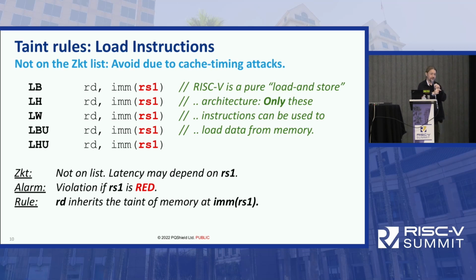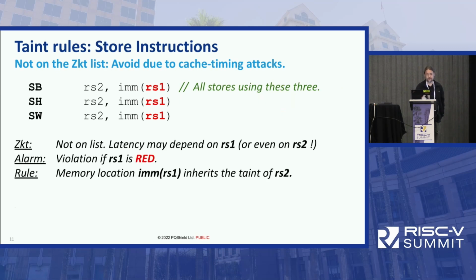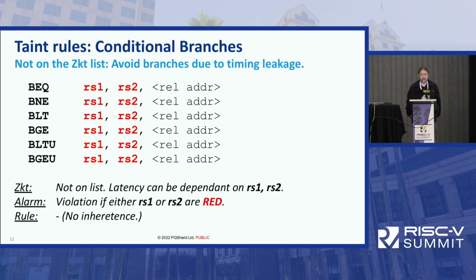Because what can also happen is that you are loading a variable which is red, then RD gets that. So if the memory address you are loading from has already previously been marked as a secret variable, then this register RD will also inherit that. We are basically tracing the flow of red variables throughout. Same with store, you are pushing the color that happens to be in RS1 into the destination. Then there's an alarm rule, and these are not on the list, so the latency may depend on RS1. Then more alarm rules, of course: all branches are not allowed on red variables. It's a violation if either one of these addresses or these registers are red.